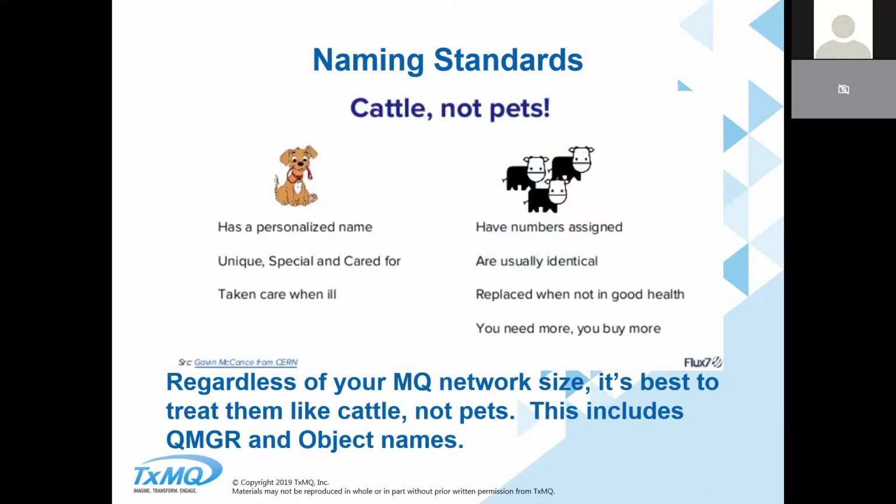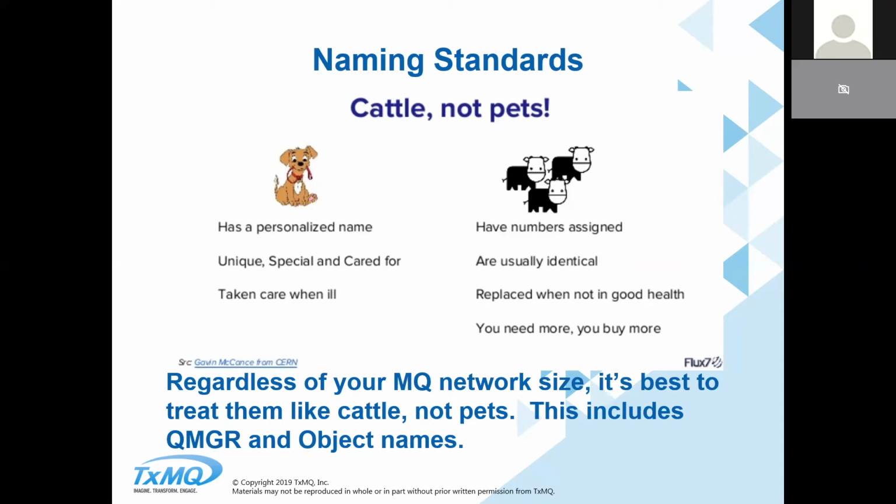Naming standards. I like bringing this up because a lot of people that I encounter really don't think about naming standards when it comes to not just their servers, but their queue managers as well. The easiest way to think about this is cattle, not pets. A pet has a personalized name. It's unique and special and cared for. Cattle has numbers assigned to it. I call them branding. They're usually identical, and they can be easily replaced when they're not in good health.